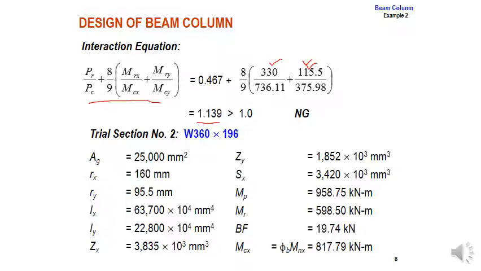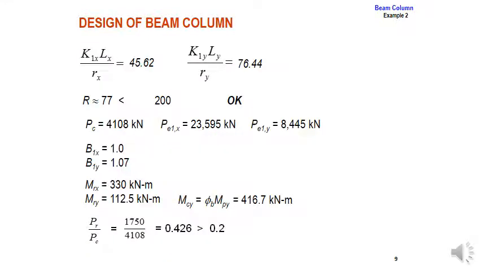And finally, the trial section number two: of course, if it will be more than one, then you have to use the stronger section. So again you can enlist the data, and the rest of the procedure will remain the same. You have the r values, corresponding to that you have the Pc value. Pe1x, Pe1y will remain the same. B1x you have to calculate, it will remain the same. And you are calculating the capacity and then again Pr over Pc.